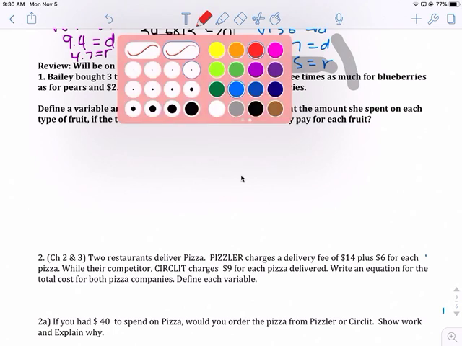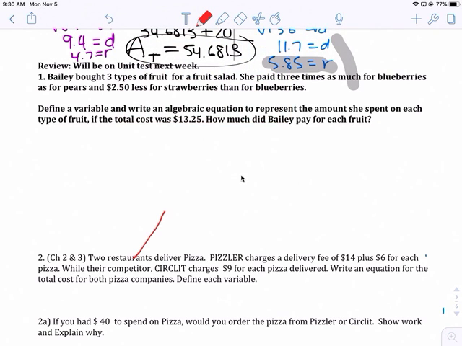let's try this. Bailey bought 3 types of fruit for her salad. She paid 3 times as much for blueberries. So this is for blueberries.